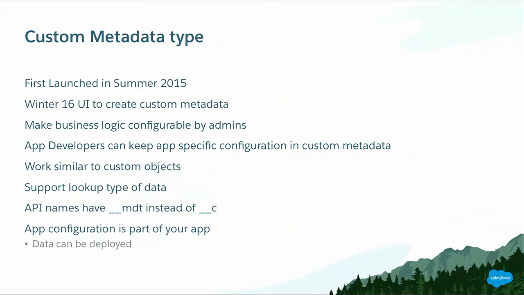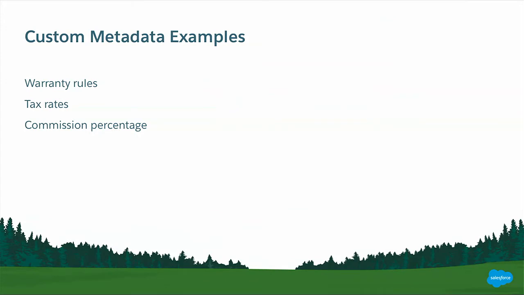So again, the Salesforce guideline is for all your configuration information that, let's say, an admin may need to edit, you want to put that information going forward in custom metadata types. So examples of things: any kind of business rules like your warranty percentage, your tax rates, commission percentage, any kind of things that change over time for defining business rules, you want to put that in the custom metadata types.